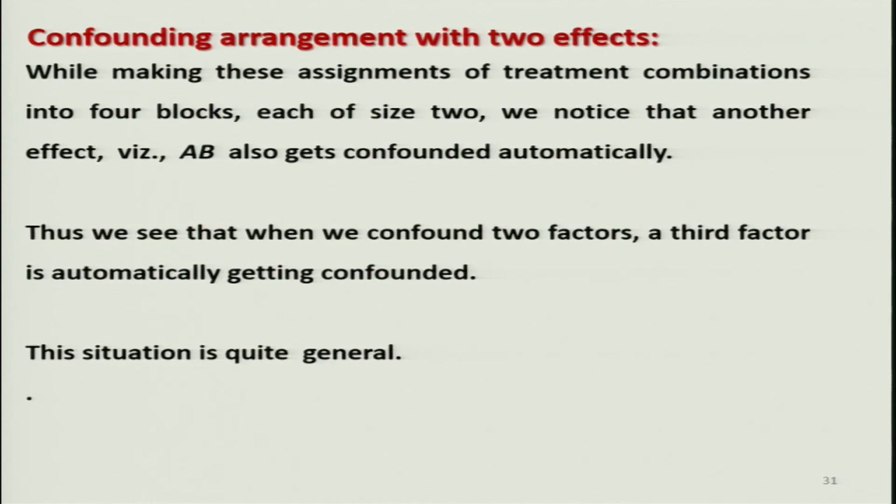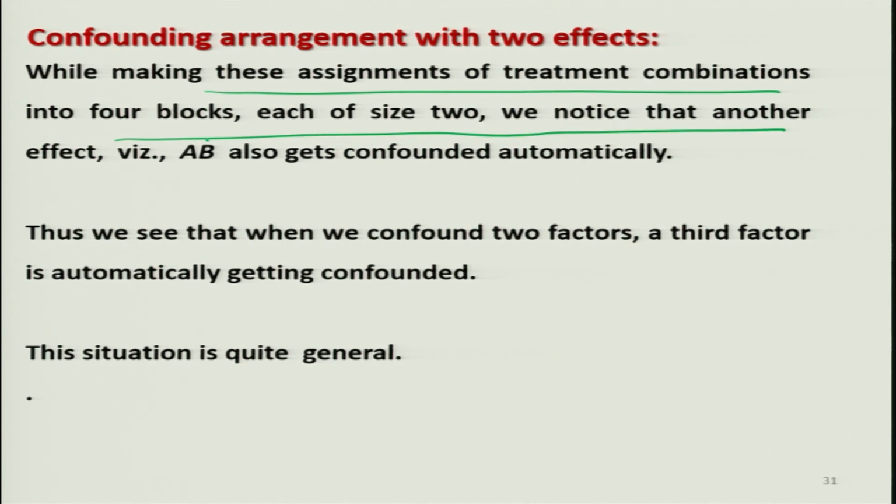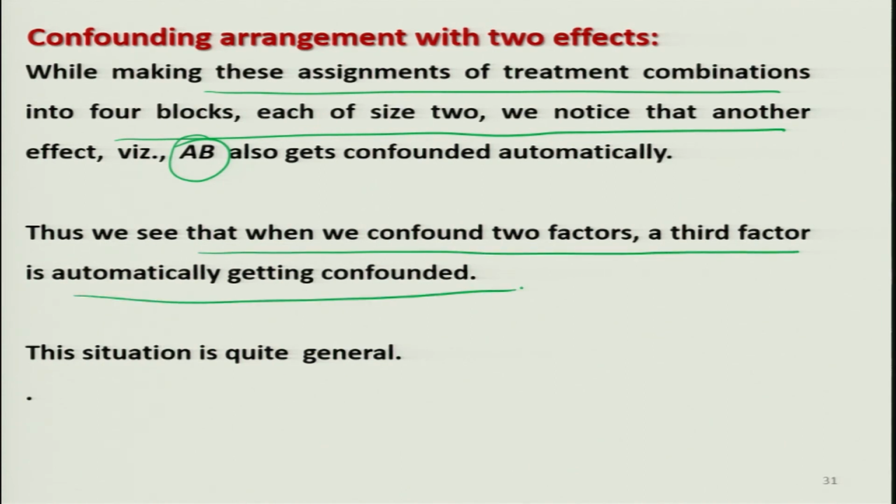But if you observe one thing, when you make such an assignment of treatment combinations into these 4 different blocks, each of size 2, we notice that another interaction effect AB is also getting confounded automatically. So, what we observe is that when we are trying to confound 2 factors, a third factor is also getting confounded automatically, and this situation is quite general. Now we need to understand how we are going to handle such situations. Okay, so now we stop in this lecture. We have come to a point where we can see that when we are trying to do something, something else is automatically happening. That is the point which we have to take care of.